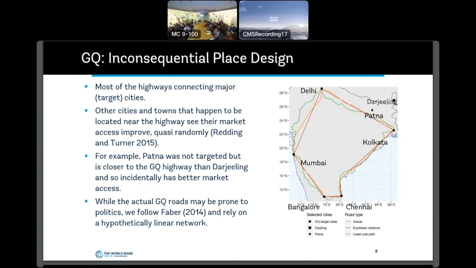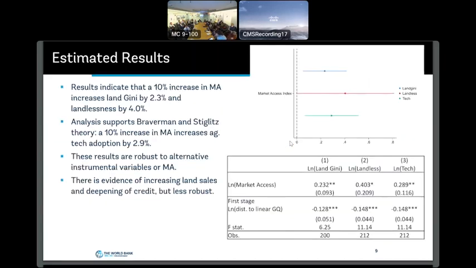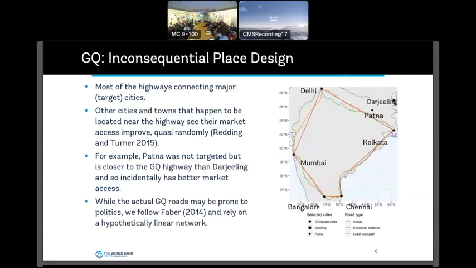So the specific instrumental variable that we rely on is this: we create a hypothetical linear network between these target cities, similar to Faber's paper. And we take the distance from the district to the nearest branch of the GQ and use that to instrument for market access.